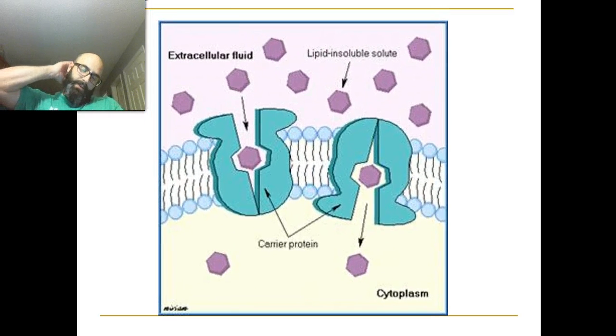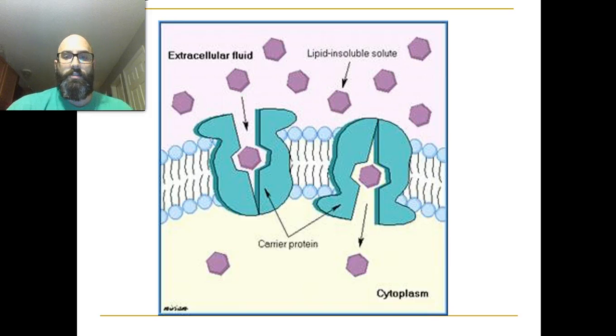Here's a nice picture of facilitated diffusion. If you notice, there's a low concentration of hexagons inside, and a higher concentration outside the cell compared to inside. This carrier protein is going to help, assist, or facilitate the movement of this lipid-insoluble solute into the cell cytoplasm. It does not use cellular energy, it just helps it move across because it can't move across freely. Now let's get into active transport.